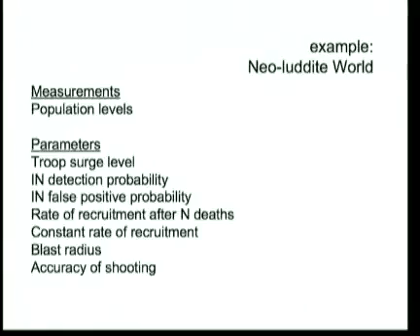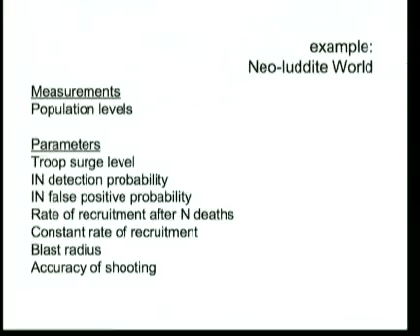So the measurements that we're concerned with in the Neo-Luddite world are the population levels, the number of counterinsurgents, neutrals, and insurgents, or their densities or some other derivative measurement. But for the Neo-Luddite world, victory conditions for counterinsurgents have very much to do with population levels or the first derivative, the rate of change of population levels of insurgents and neutrals.